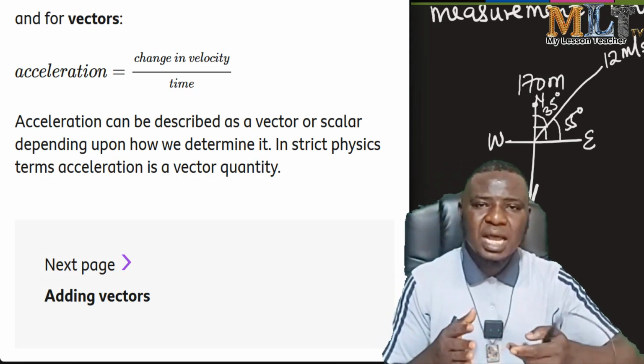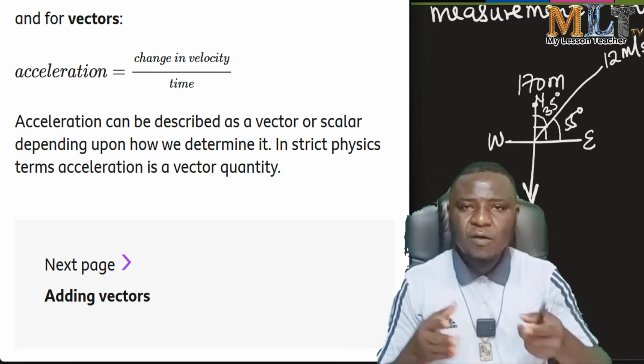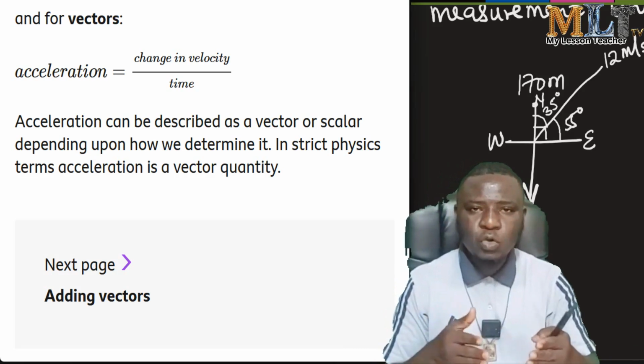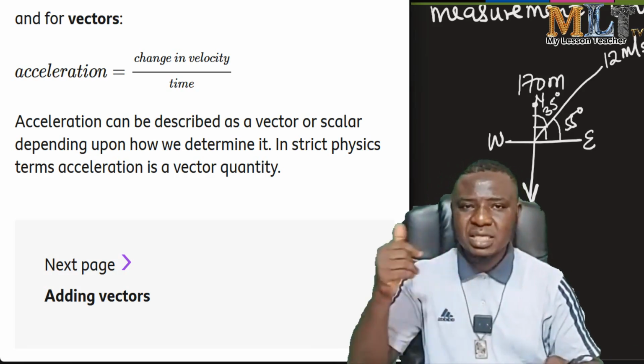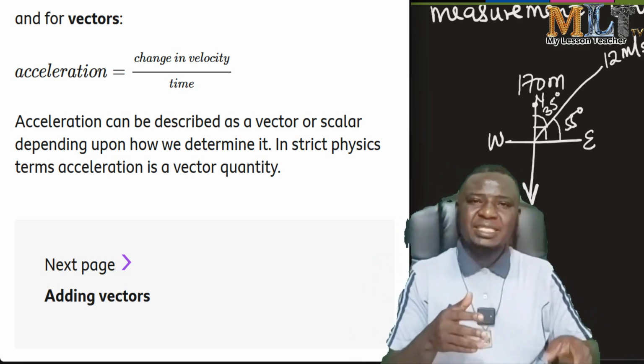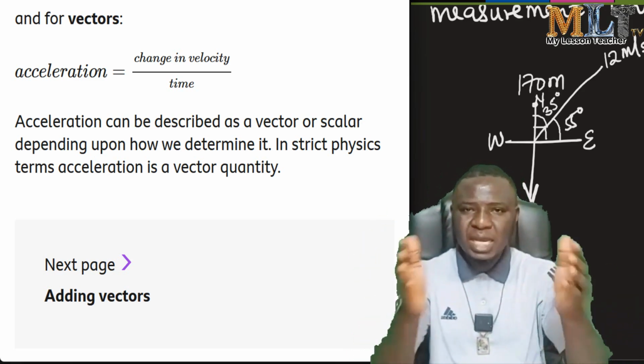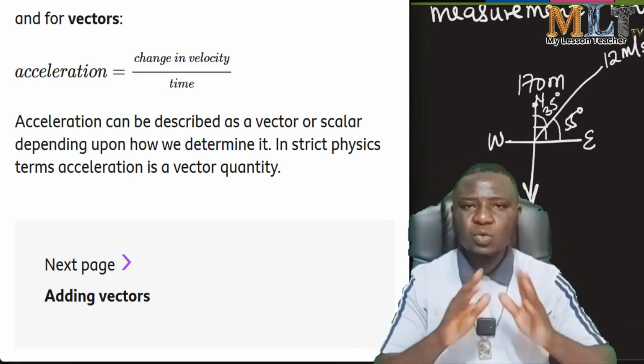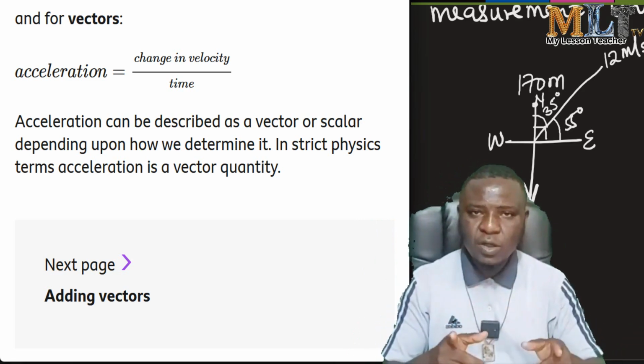Now, let's look at adding vectors. Vectors can also be added, but not like scalars. Just like I said, scalars can be added in simple arithmetic, where you bring two or more scalars and add them together. But you can't do that when you are dealing with vectors.